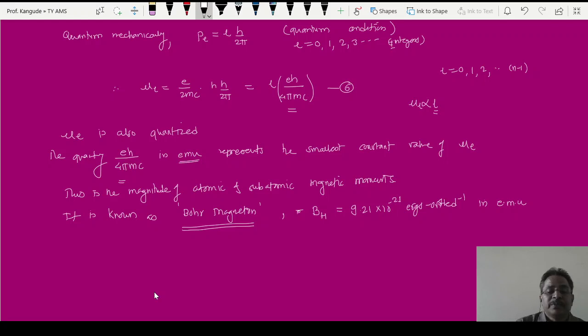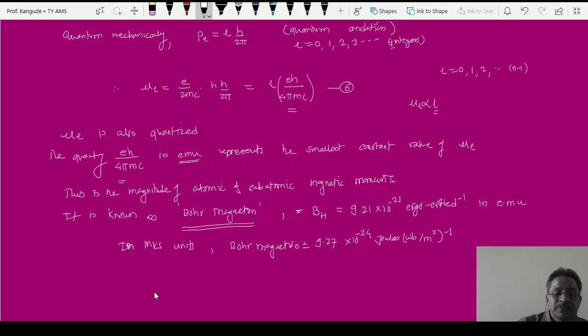If I express this in MKS units, its value is different. In MKS units, the value of Bohr magneton, the smallest unit of measurement of magnetism in the subatomic or atomic states, is found to be 9.27, you can calculate this later on, into 10 raised to minus 24 joules per Weber per meter square. See how these units are coming here. So in MKS units this is the value of the Bohr magneton, or in CGS or EMU, the electromagnetic unit system, this is the value 9.21. Okay, don't worry about this.